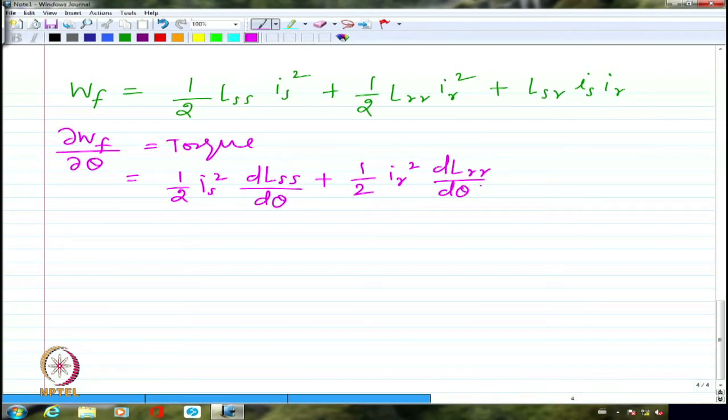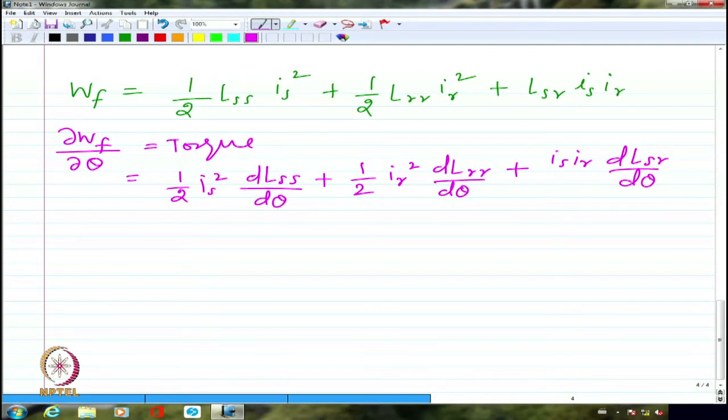And finally, I'm going to have IS IR, because we are talking about this when the current is a constant, because WF and WF dash are the same. So when we are deriving the torque, we are assuming current is a constant. So this is going to be dLSR divided by d theta. Right? So these are essentially the three portions of an electrical machine's torque.